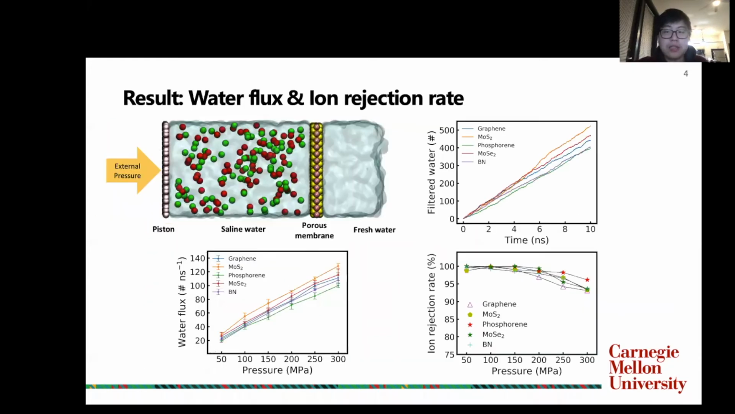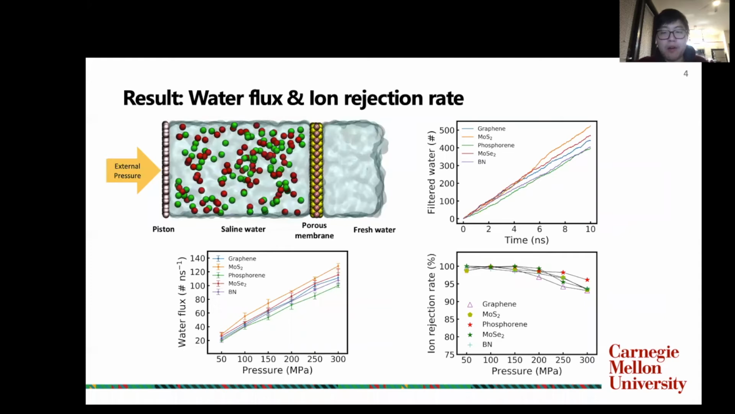This is the simulation system used in this work. It has a size of 4 nanometers by 4 nanometers in the X and Y directions, and 13 nanometers in the Z direction. We applied a pressure ranging from 50 to 300 megapascal on the saline water towards a membrane with a 50 angstrom square pore. The simulation lasted for 10 nanoseconds.